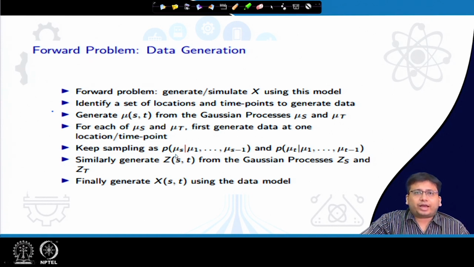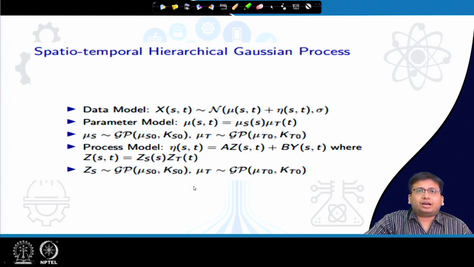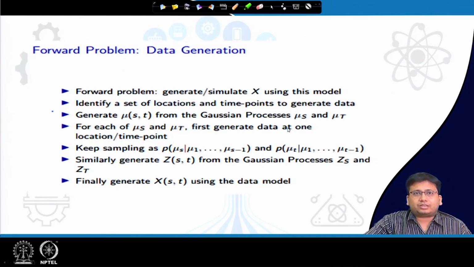Once you have the mu s and mu t, then you similarly generate z st at all locations at all time points in the same way from the Gaussian processes zs and zt. So, once again you go on sampling zs1, then zs2, zs3 and so on, and similarly you also go on generating zt1, zt2 etc., and then multiply them together to get zst. And finally, once you have got the z's, then you use them to generate the actual values xst using the data model. This is the data model, right? So, basically you just perturb it with the noise and generate the data.